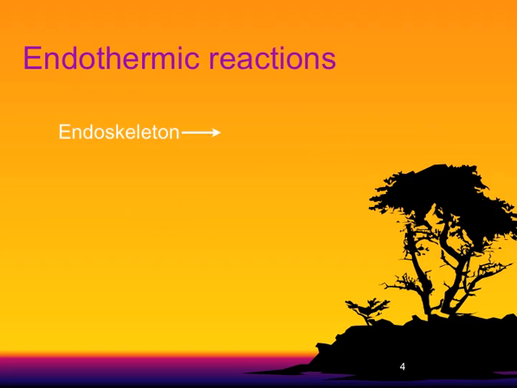Now let's look at endothermic reactions. And again, let's look at that prefix endo. We have an endoskeleton, which is a skeleton that's on the inside. If you enter a room, you're coming in. So that endo seems to mean coming in or bringing in. So endothermic reactions take heat in from the surroundings.